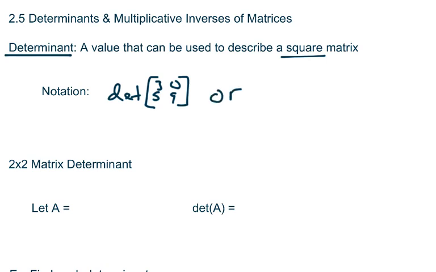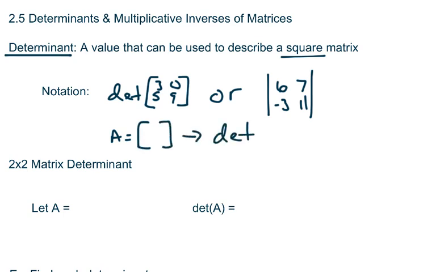Or it could look like absolute value brackets of the same matrix, or any square matrix. So 6, 7, -3, 11, for an example. Those are two different ways that you could be asked to find a determinant. If the matrix is named, so let's say A was equal to some matrix, it could say find the determinant of A.